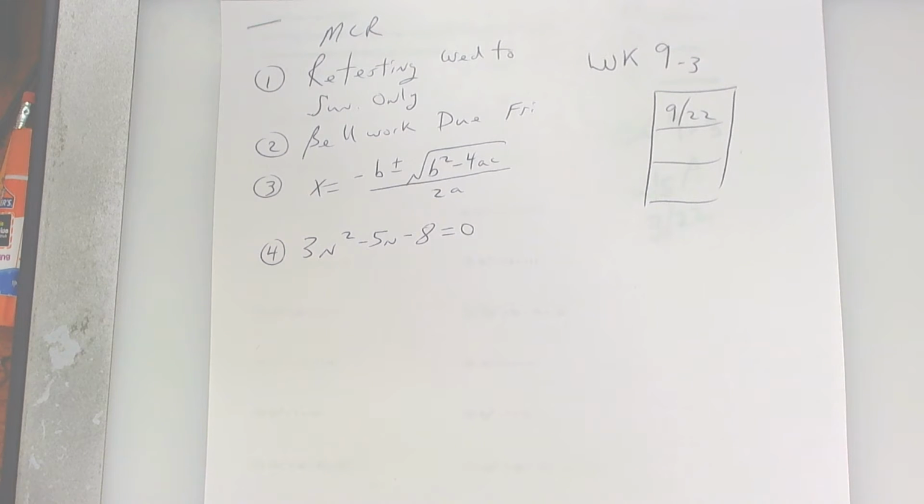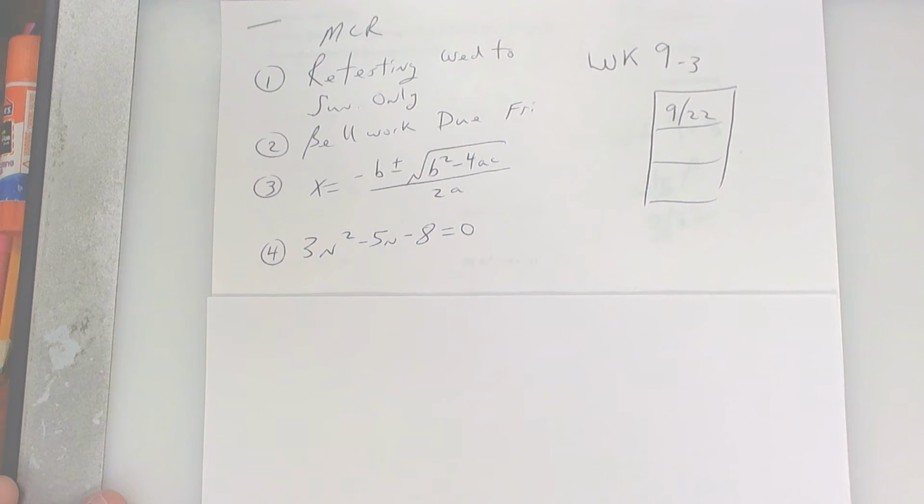Also, you have retesting from Friday to Sunday. Let's take a look up here. You will not be able to retest the test that I give you this week. So let's take a look. We're doing the quadratic equation, and that's what you'll be tested on, along with percents. Okay, so let's take a look.